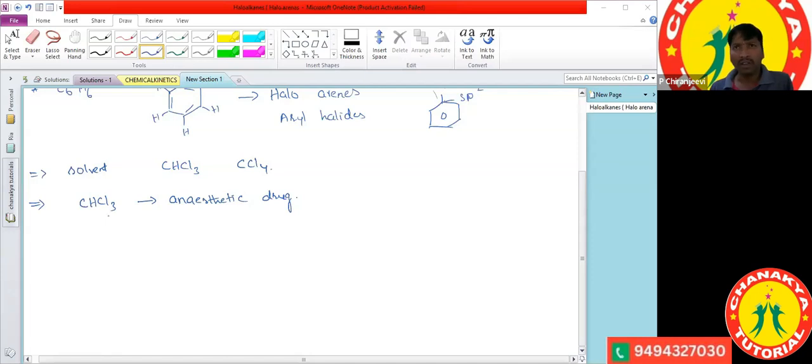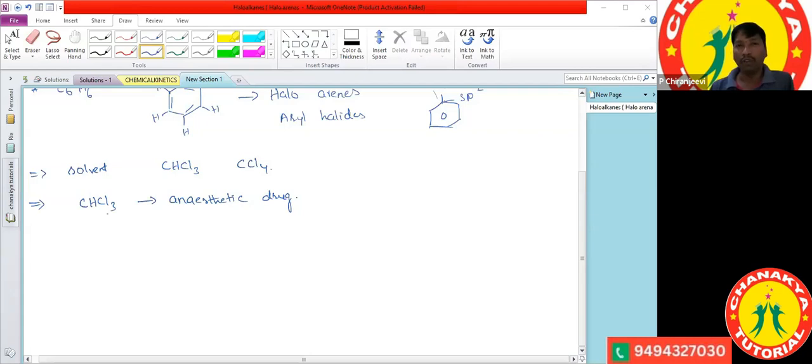Not in ancient days, just even when we were studying, in 2005 and before, they used chloroform. But nowadays chloroform is not used, because some people were misusing it. That's why the government clearly banned chloroform. What is the second reason why they banned chloroform?